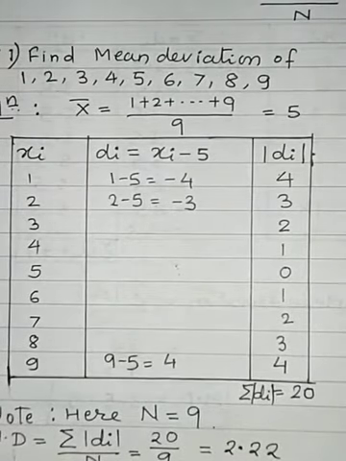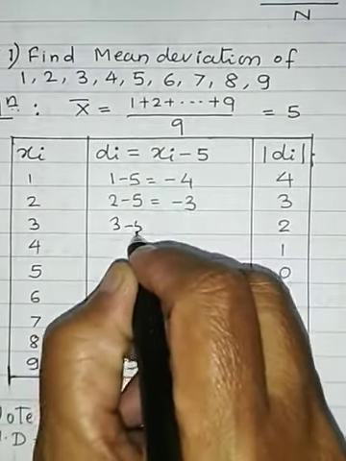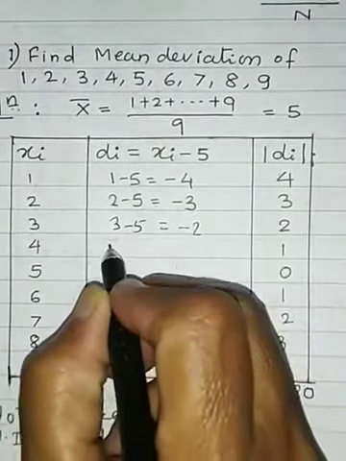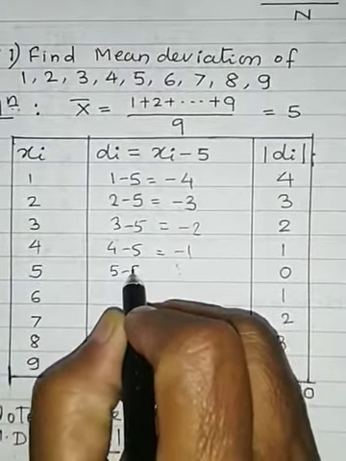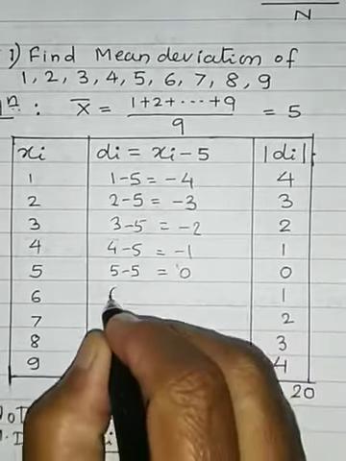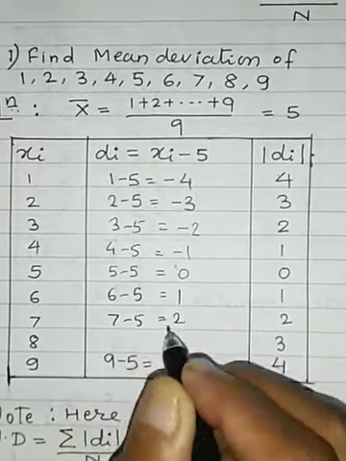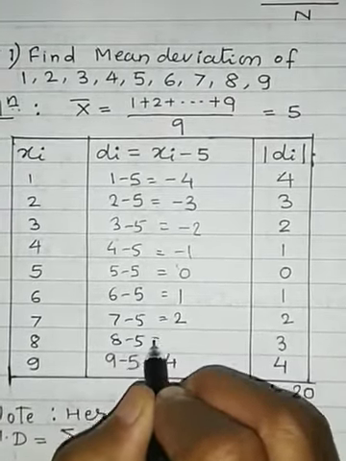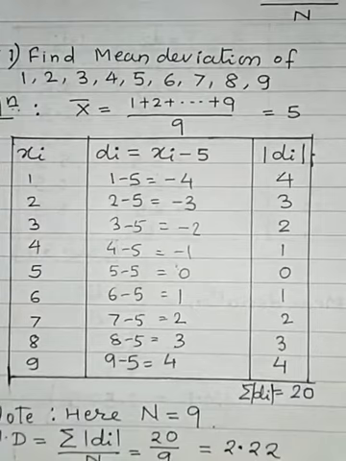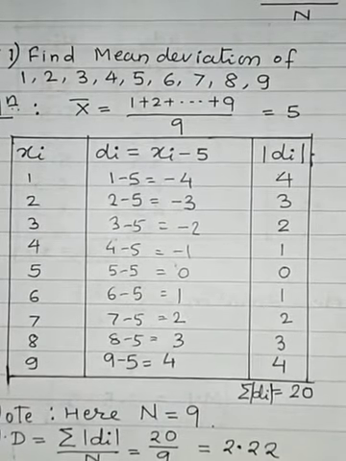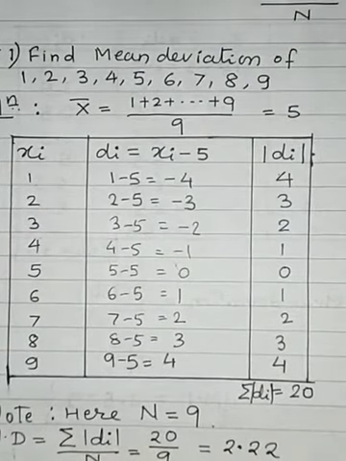Second entry is 2 minus 5, that is minus 3. Third entry is 3 minus 5, that is minus 2. Next entry is 4 minus 5, that is minus 1. Then 5 minus 5 equal to 0. 6 minus 5 equal to 1. 7 minus 5 equal to 2. 8 minus 5 equal to 3. And 9 minus 5 is equal to 4. From where we got 5? 5 is x bar, which we have calculated as our first step.